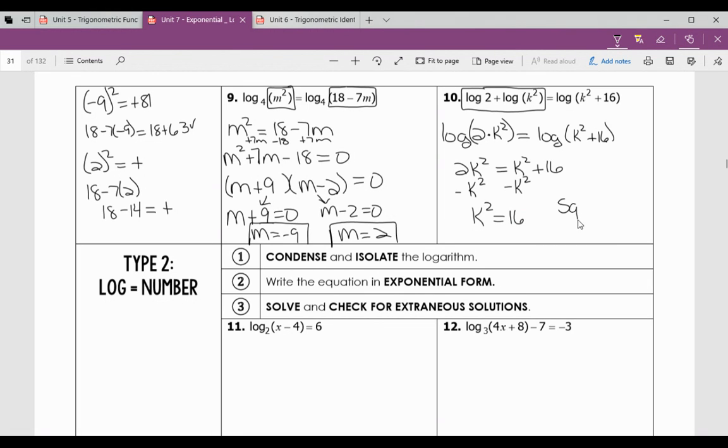Do you recall the square root property? What would I do to get rid of the square? Take the square root. Now, remember, there's always a plus minus aspect that I warn y'all about all the time. People forget that. So that would be k equals plus or minus 4. The square root of 16 is exactly 4. So I have two answers that I have to check. I have to check positive 4 and negative 4.